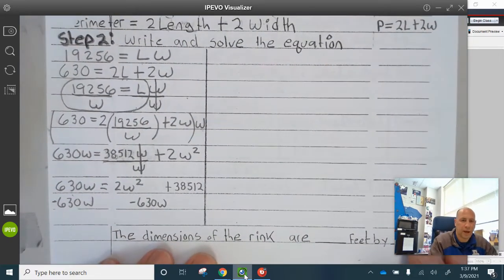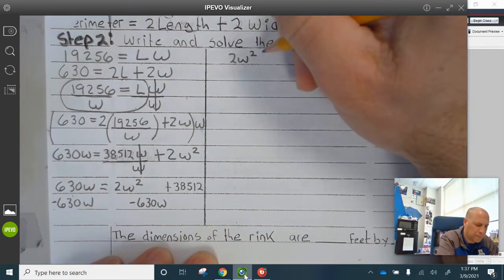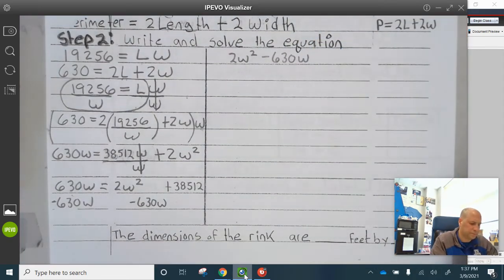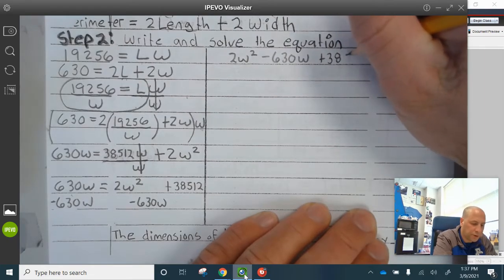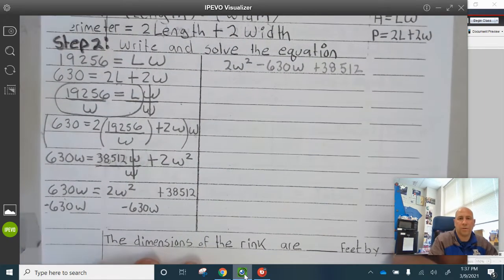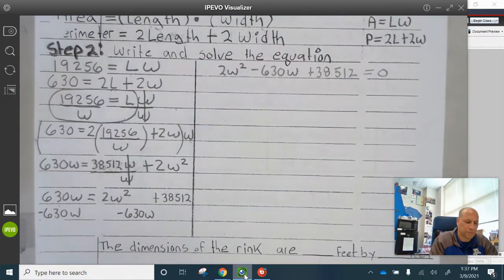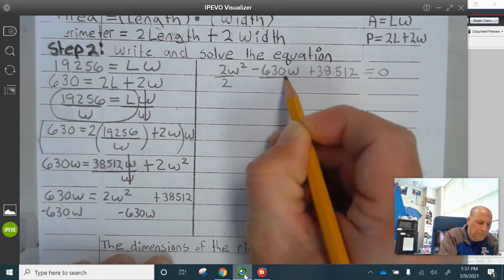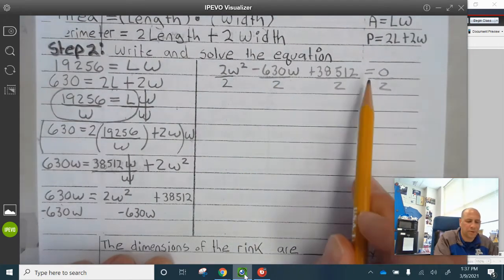Okay. So now we have 2W squared minus 630W plus 38,512 equals 0. Now, what we want to do next is reduce this by dividing everything by 2. We have to divide everything by 2 because of the equal sign.